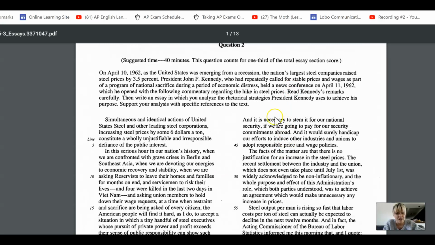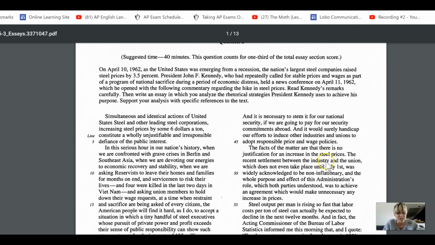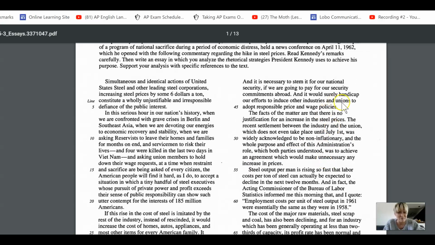And then he goes on to say, and it is necessary to stem it from our national security if we're going to pay for our security commitments abroad. And it would surely handicap our efforts to induce other industries and unions to adopt responsible prices and wage policies. So he's saying like this is basically a disaster for American policy.